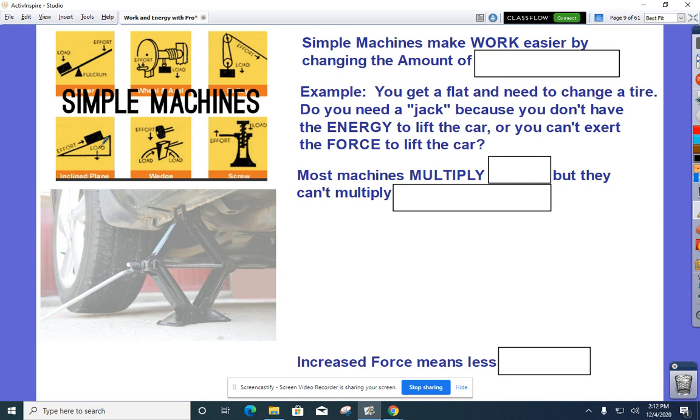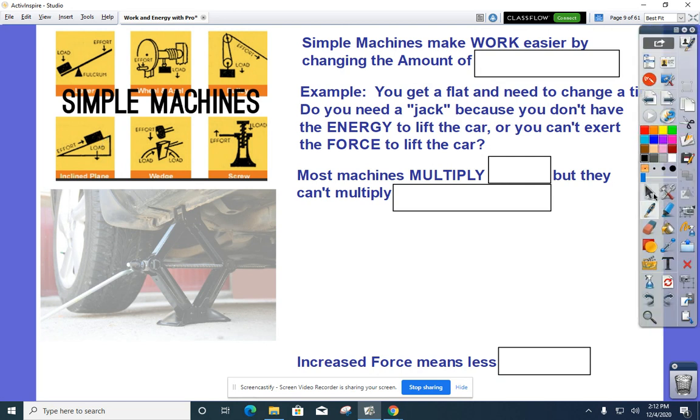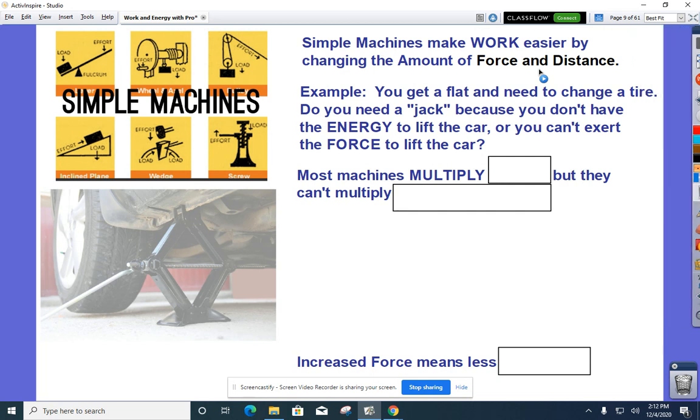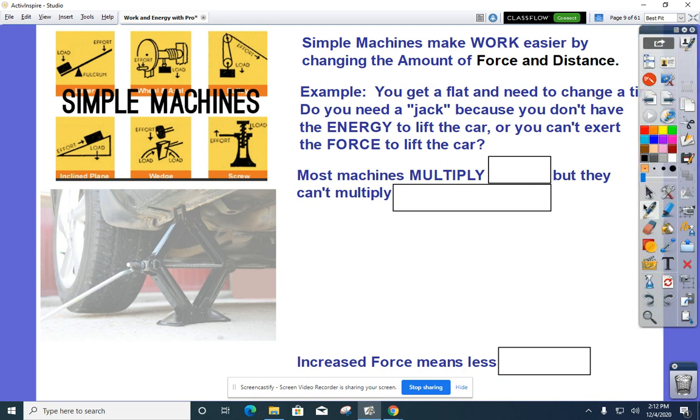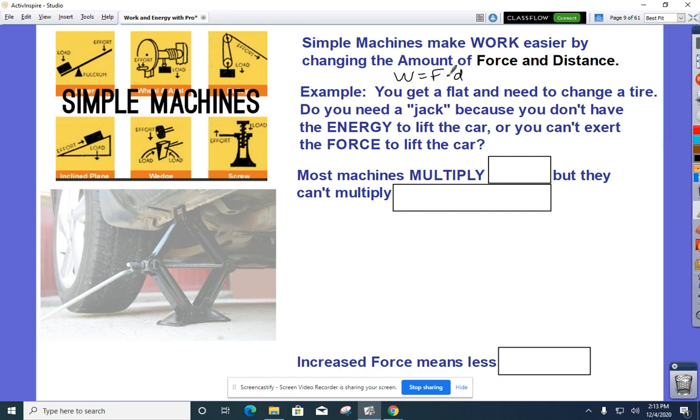Simple machines make work easier by changing the amount of force and distance. So it's a very general definition for what a simple machine is. Let's try to understand that in more detail here. Again, work here is a force through a displacement. That goes back to our definition for work. Simplest definition, work is equal to F times D. We can throw that cosine of theta in there as we talked about before, but let's go back to just that simplest definition, force times displacement.